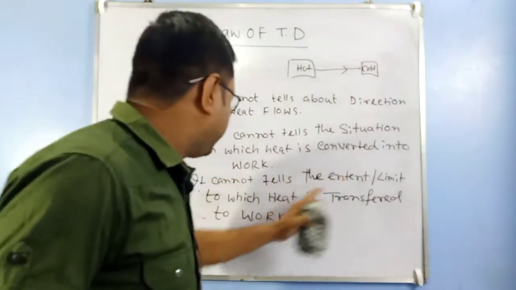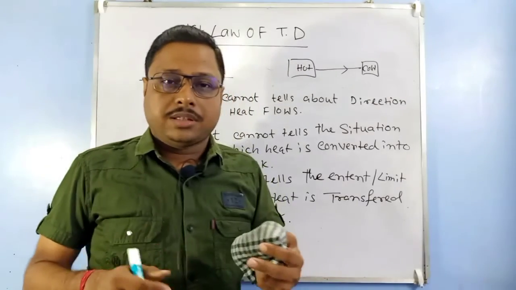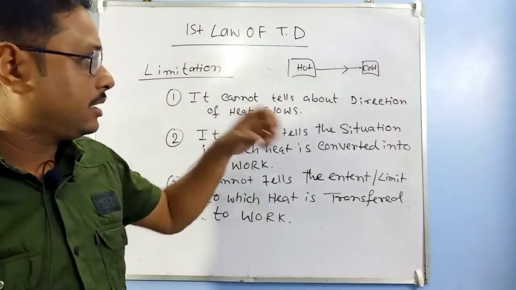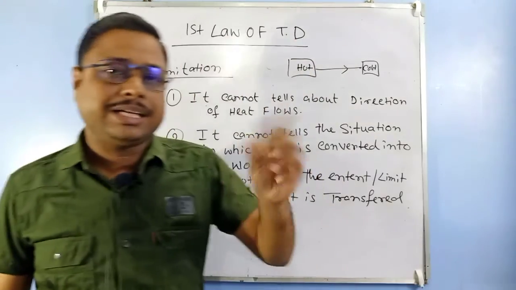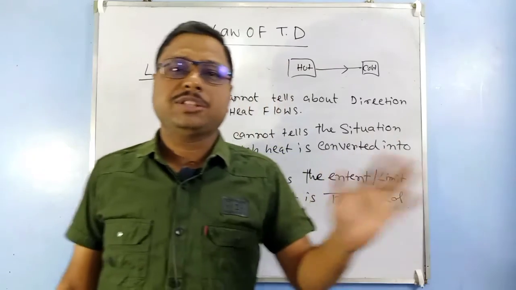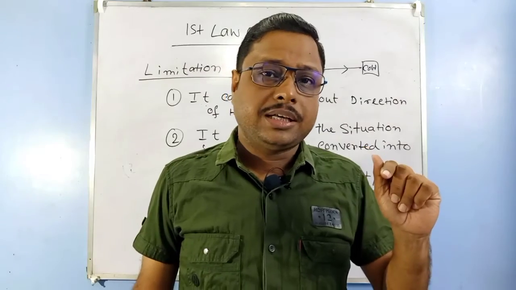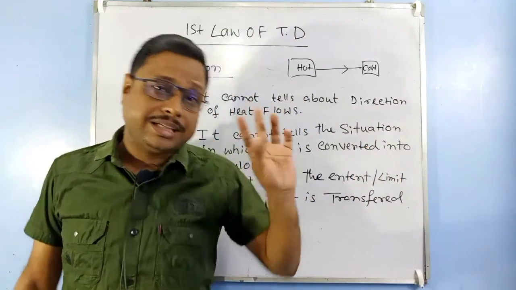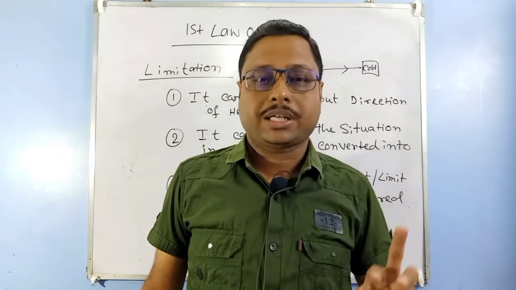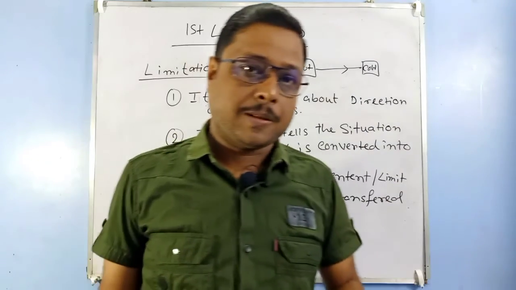It cannot tell the situation in which heat is converted into work. When the speed of a car is very fast, the kinetic energy is converted into heat, and when it is sufficiently heated, it can be stopped. But the first law of thermodynamics does not say why the heat produced is not again converted into work and put back into motion again.